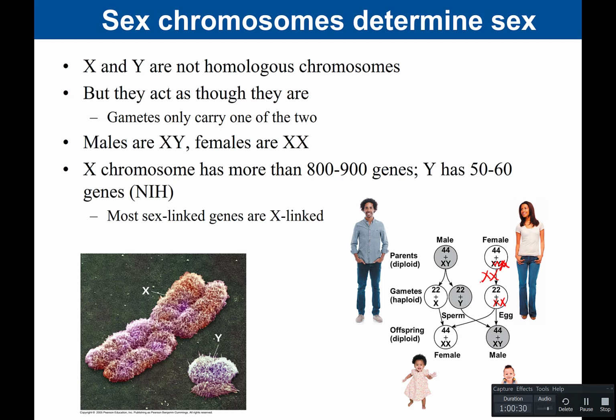So if the egg has the X and the sperm has the X, the offspring are going to be female, because XX gives females. If the egg has the X and the sperm has the Y, the offspring are going to be male. And so it is not the female that determines gender. It is, in fact, the male that determines the gender, because it depends on whether the male provides sperm that are X or Y.